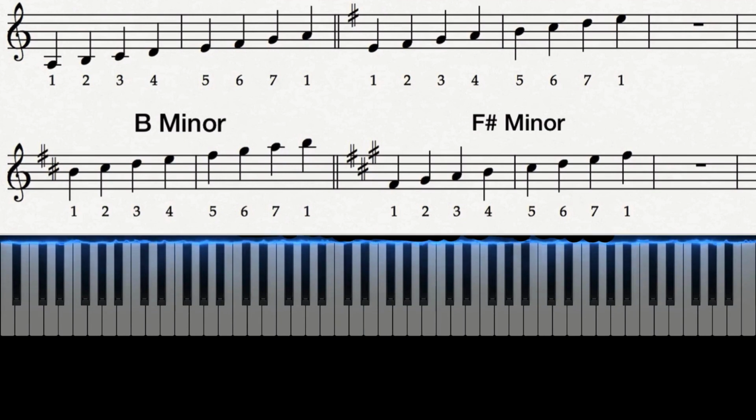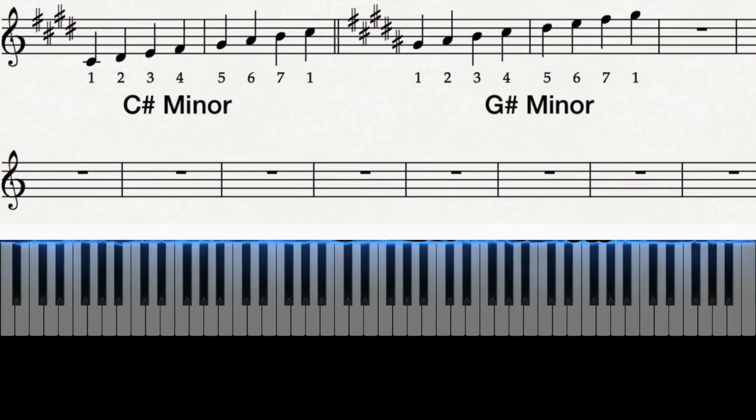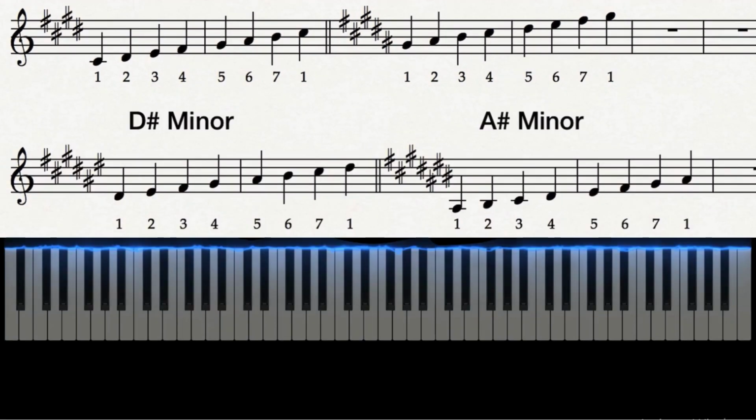Then, F sharp minor has 3 sharps. C sharp minor has 4 sharps. G sharp minor has 5 sharps. D sharp minor has 6 sharps.